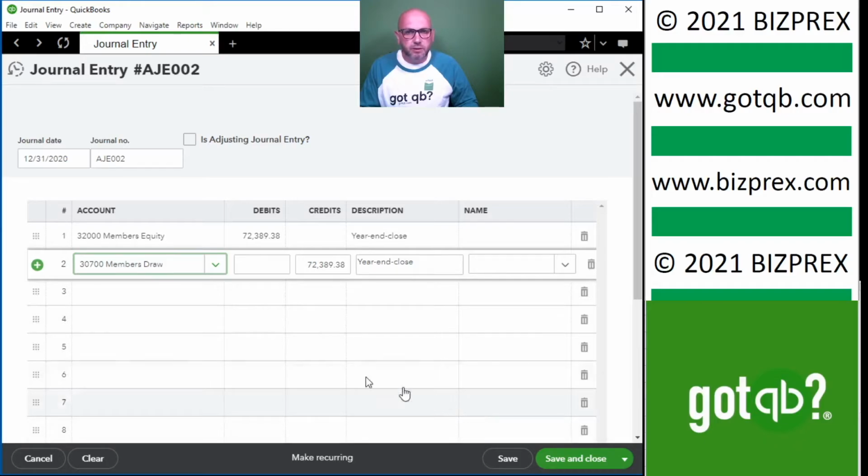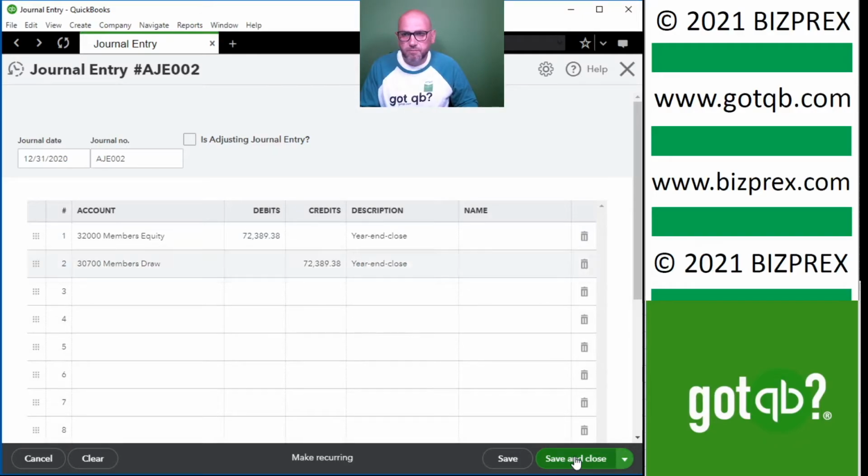So here it is again. All it does is move an amount essentially from one equity holder to another. Overall equity position didn't change, right? All we did is close out the member's draw account. But since it's equity, and here it is, equity is increased, equity is decreased, it's a wash, but we do it for housekeeping purposes. So let's go ahead and post it.